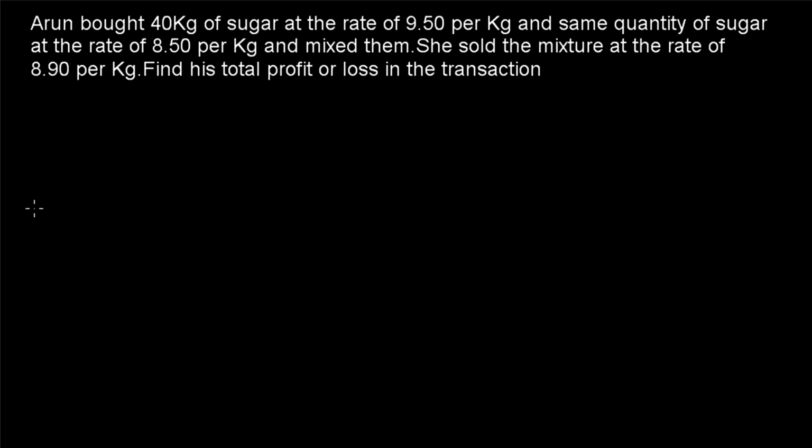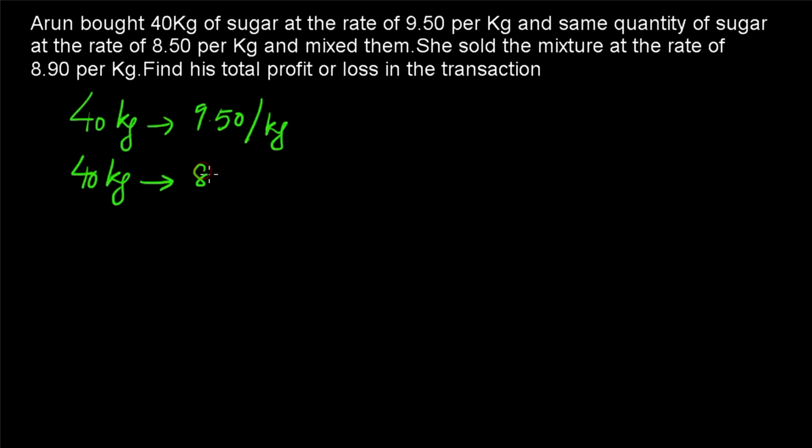So what's the given question? Arun is buying 40 kg of sugar at the rate of 9.50 rupees per kilogram, and the same quantity, that means again 40 kilogram, he is buying at the rate of rupees 8.5 per kilogram. Then he is mixing both and selling them at the rate of 8.90 per kg. Then find his total profit or loss in the transaction.